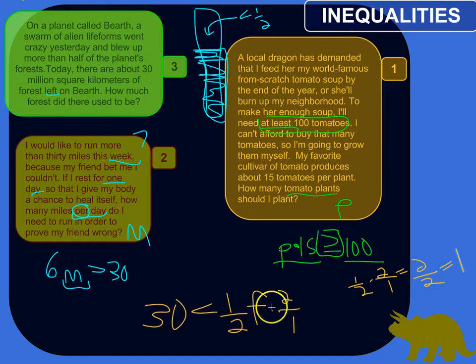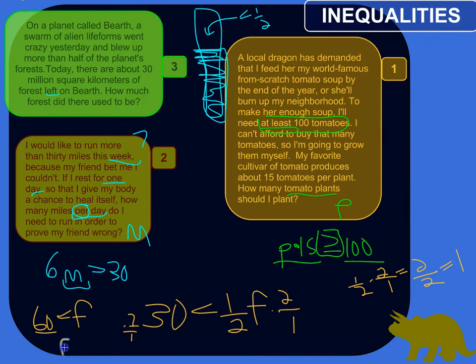So I'm going to multiply this side of the inequality by 2/1, and so that means I have to do the same thing over here, times 2/1, which is just 2. So 30 times 2 is 60. So 60 is less than the amount of forest. So the way we interpret this is that we knew that this is in units of million square kilometers. So 60 million square kilometers is less than the amount of forest that there used to be.